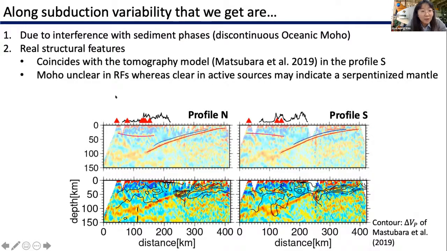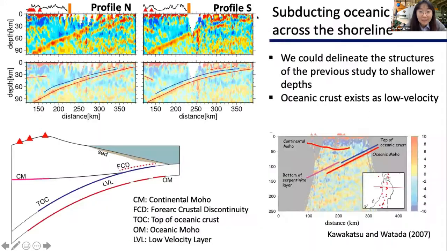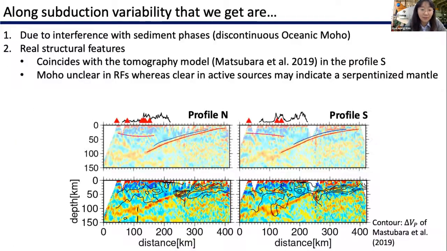From the image, we could capture along-subduction variability. These are due to either artifacts from the sediment phases, or we can capture from the discontinuous oceanic moho. I guess it's better to see from this slide. There is a discontinuity of the positive phase in some places, and yes, these are from the interference with the sediment phases.